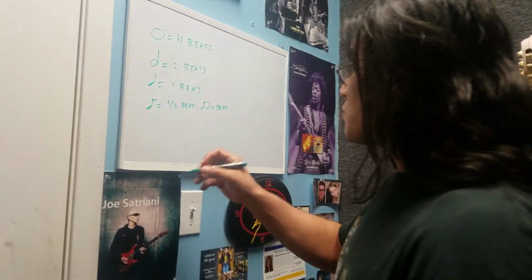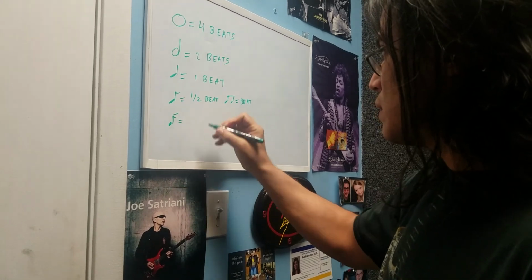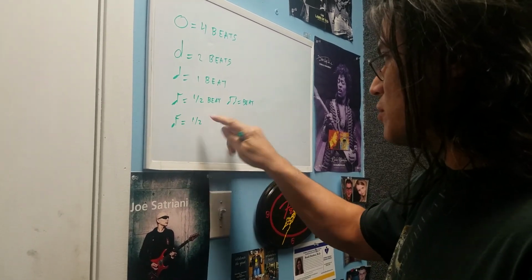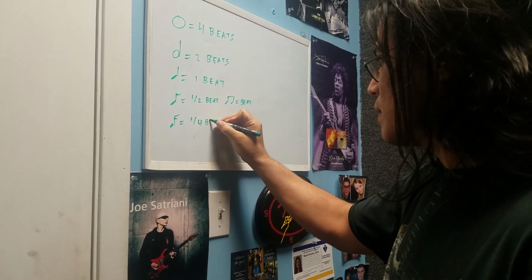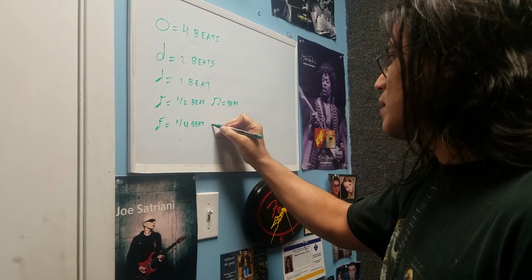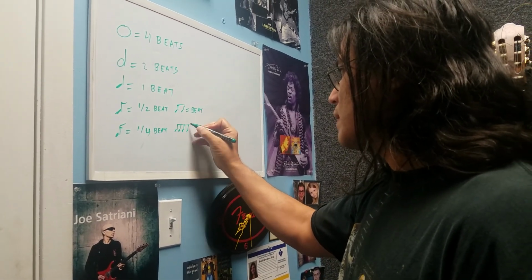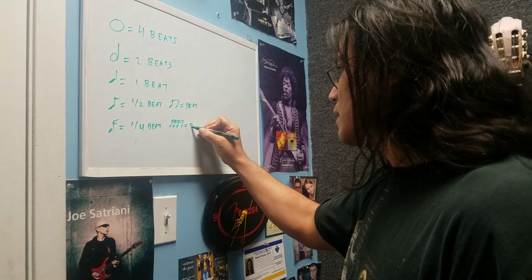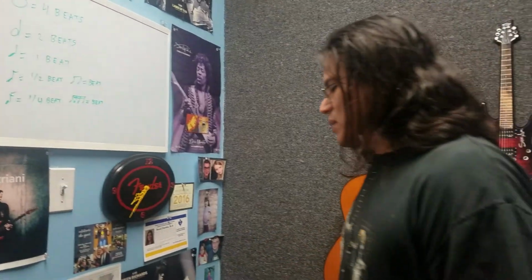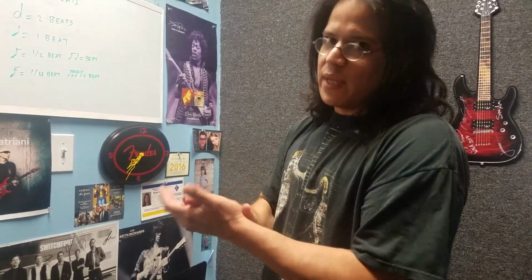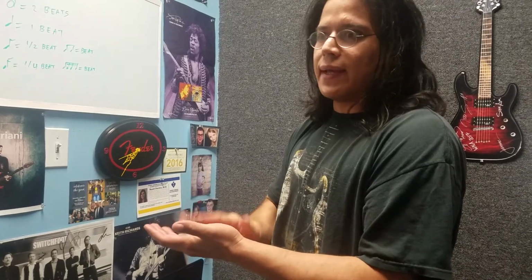Then we have the 16th note, which gets a quarter beat, or 4 per beat. And that's the one that you count 1 e and a, 2 e and a, 3 e and a, 4 e and a, right?